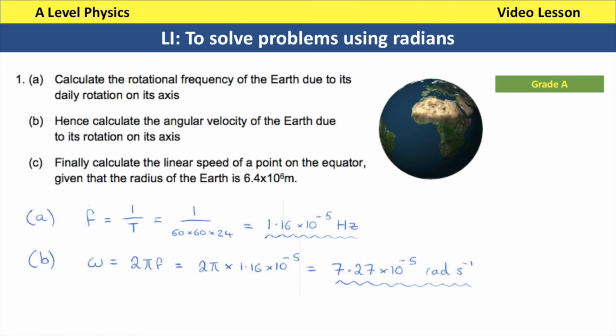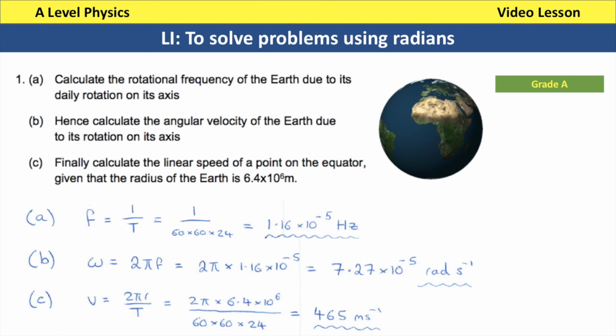Then for part C, it says finally calculate the linear speed of a point on the equator given that the radius of the Earth is 6.4 times 10 to the 6 metres. So if we're on the equator, then that means that we are moving in a circle that is equal in radius to the radius of the Earth. So we simply do v equals 2 pi r over T, 2 pi times 6.4 times 10 to the 6 divided by 60 times 60 times 24 gives 465 metres per second.